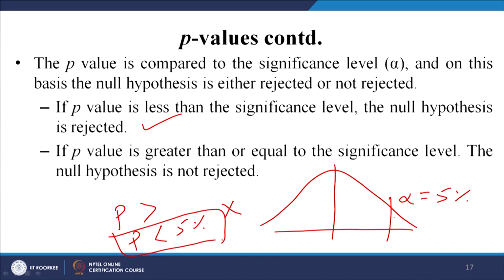On the other hand, vice versa, if p is greater than alpha, somewhere on this side, then we would not be in a position to reject the null hypothesis. We would therefore say that there is no change or no difference in the study, which is not of concern or interest actually to the researcher.